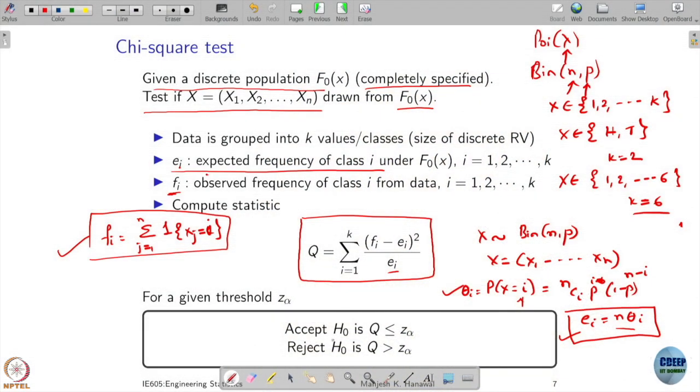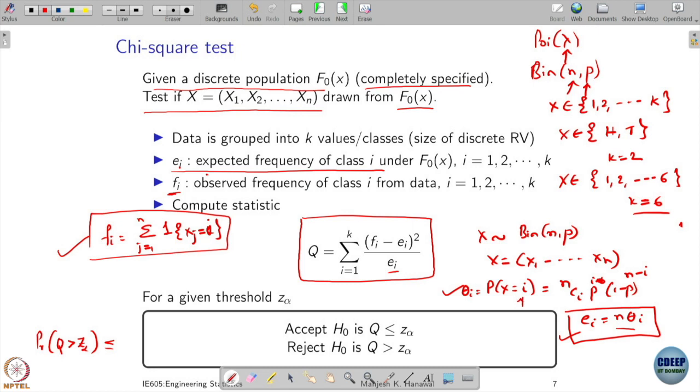As we did earlier, we can set up a threshold. For a given threshold z alpha, we accept the null hypothesis if this statistic is less than or equal to z alpha, and we reject H0 if it is larger than this threshold z alpha. Now the question is, can we quantify how good or bad our decision is? We may want to compute the probability that I reject my sample under the null hypothesis. If we can say this is less than or equal to some number, then that gives the significance of this test.